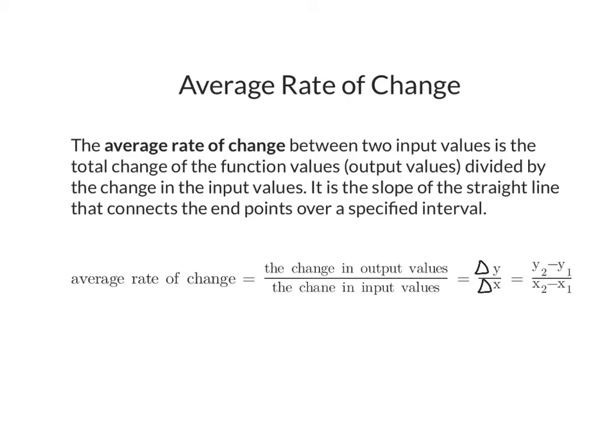The average rate of change formula can be written as the change of the output values divided by the change of the input values, or delta y over delta x, or y2 minus y1 over x2 minus x1. Please take a moment to pause this video and write this definition and equation in your notes.